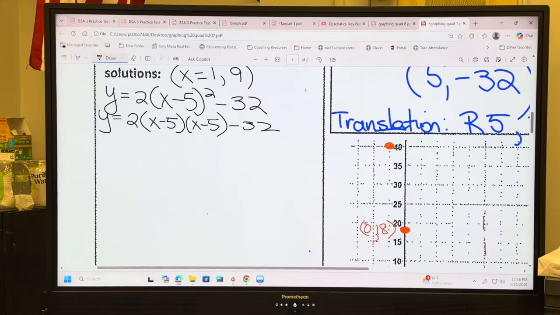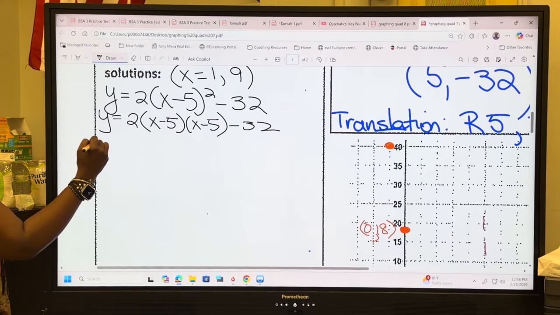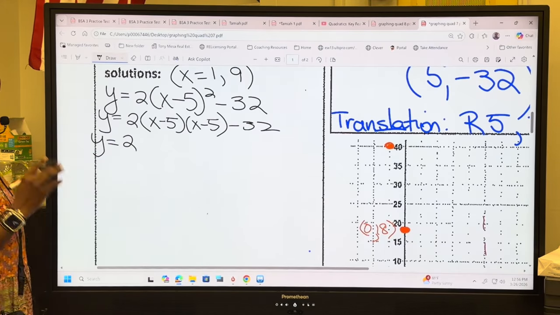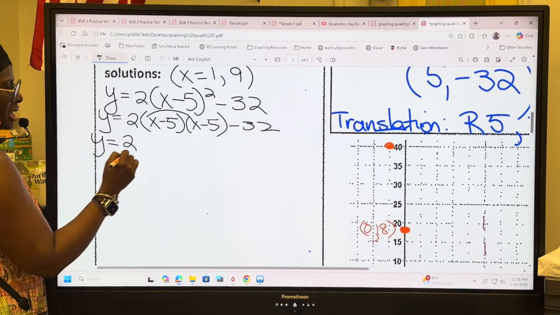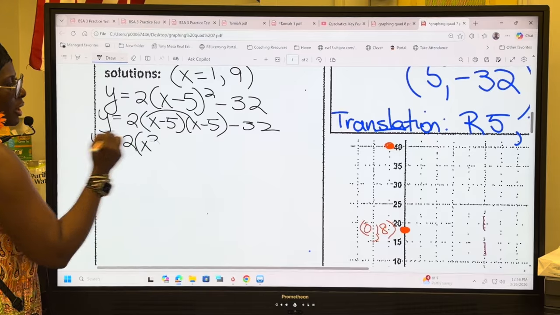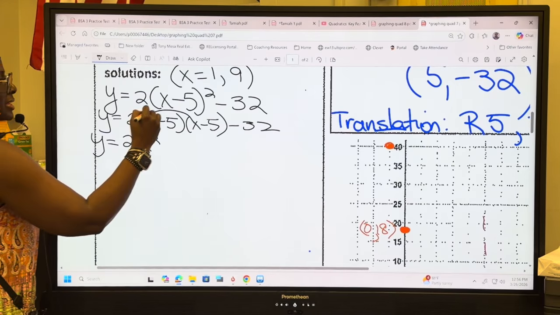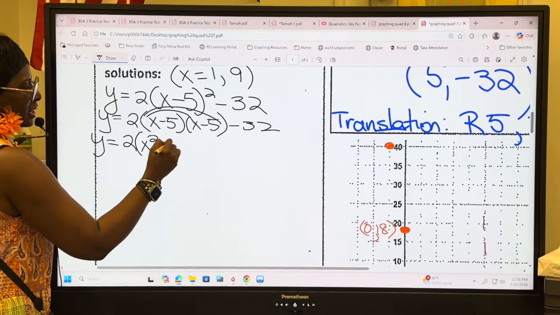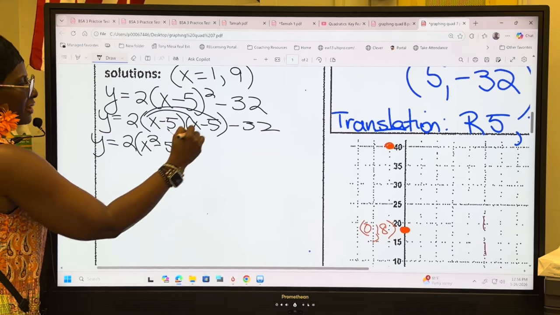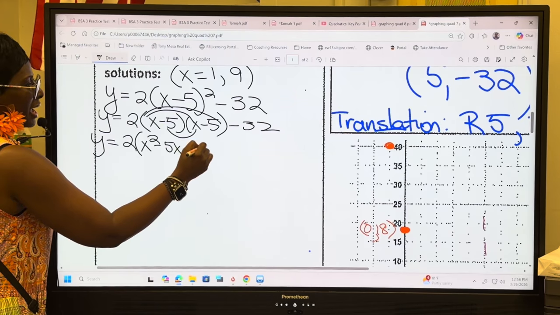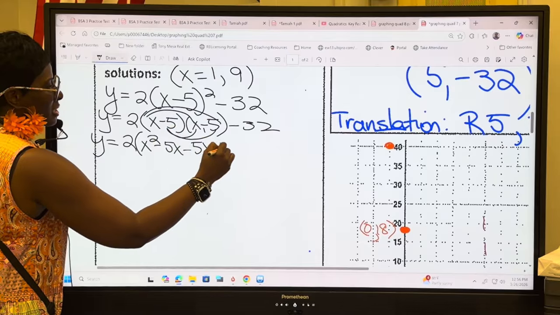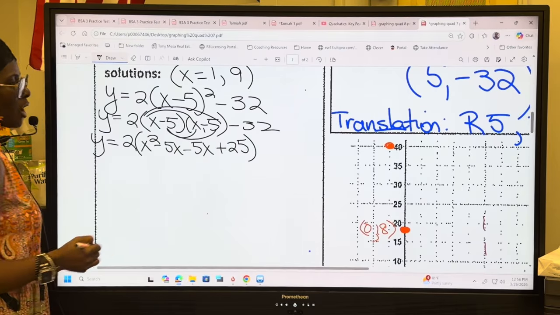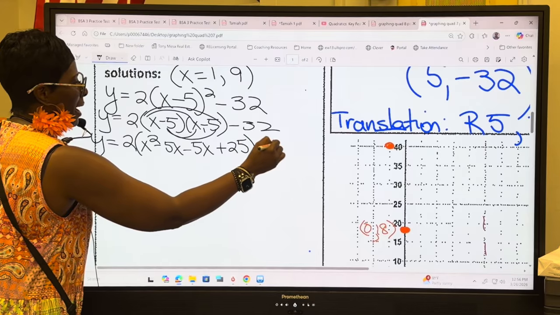So how am I going to get rid of them? I'm going to multiply. I'm going to use distributive, right? So I got y equals 2, because that 2 is out front, ain't got nothing to do with that. I am going to distribute. X times x is x squared. I'm putting all that in parentheses. X times negative 5 is negative 5x. Negative 5 times x is negative 5x. And negative 5 times negative 5 is positive 25. All that's in parentheses. And then I'm going to put minus 32.